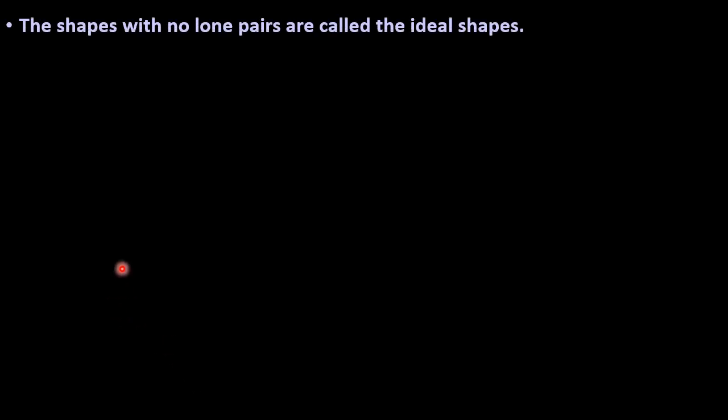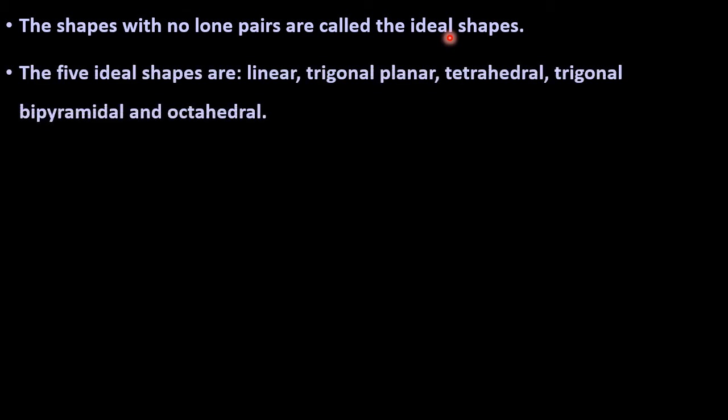The shapes with no lone pairs are called ideal shapes. These are the shapes we have for the 11th class, where no lone pairs are there. Those ideal shapes are linear, trigonal planar, tetrahedral, trigonal bipyramidal, and octahedral. Here, hedral means corner. Octa is 8 corner. Bipyramidal, pyramid: there are two pyramids with a triangle base, so it is called trigonal bipyramidal.